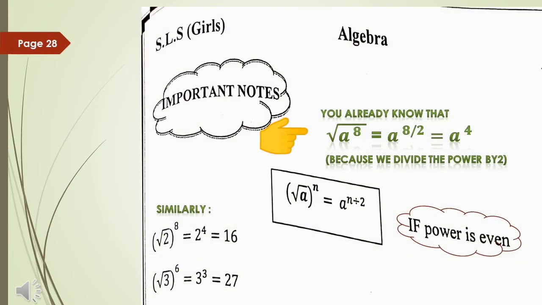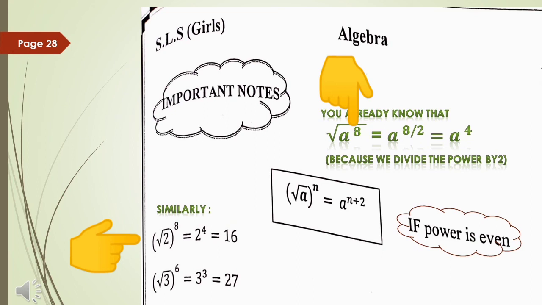You already know from the first term, if you want to get a number out of the square root, you divide the power by 2. Like square root of a to the power of 8 equals a to the power of 4, because we divided 8 by 2, so we get 4. In the same way, we can say square root of 2, all to the power of 8, equals 2 to the power of 4. So what's the difference between the first one and the second one?